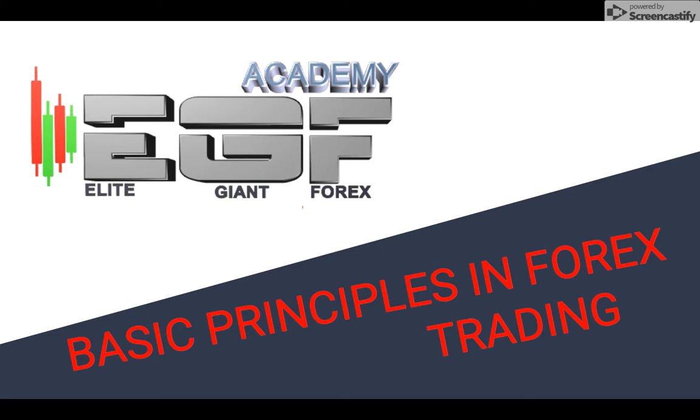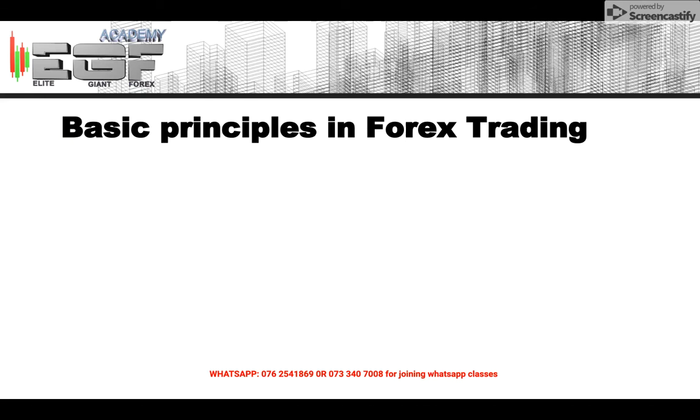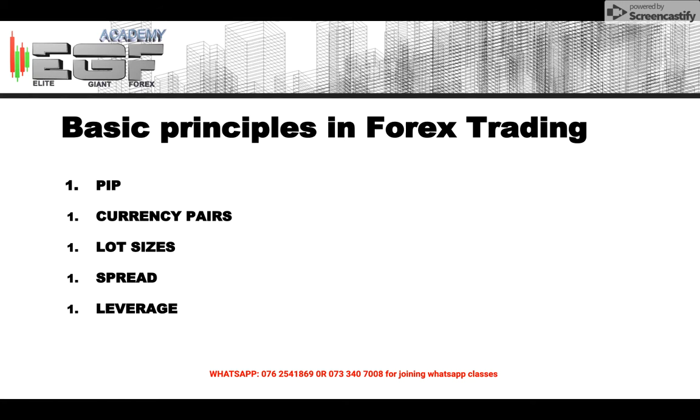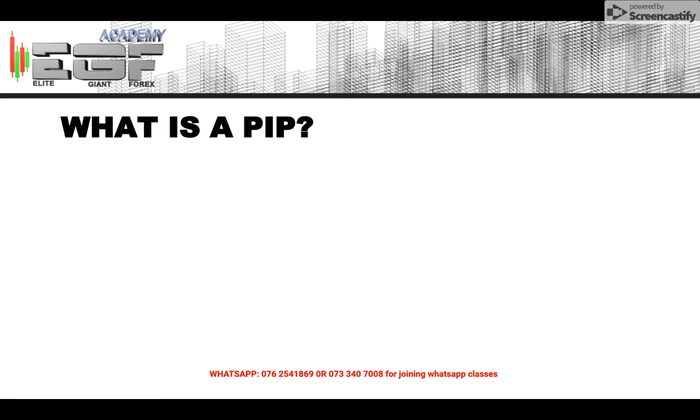In this tutorial, I'm going to explain the basic principles in Forex trading. Okay, basic principles in Forex trading. Number one, a pip. Number two, currency pairs. Number three, lot sizes. Number four, spread. Number five, leverage. Let's start with a pip.